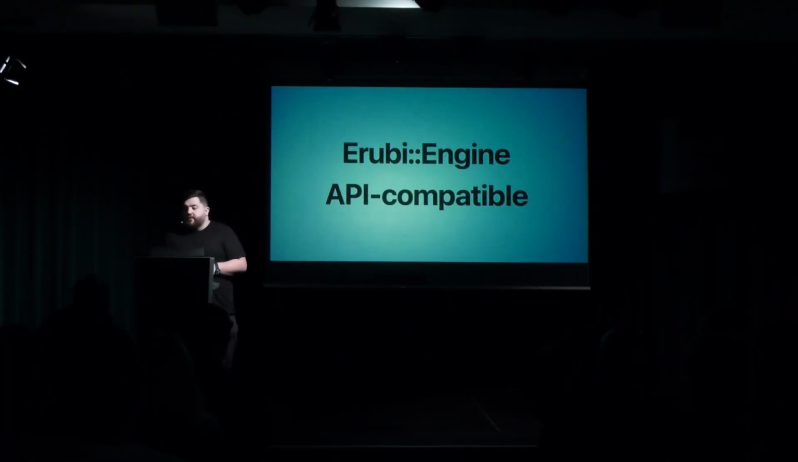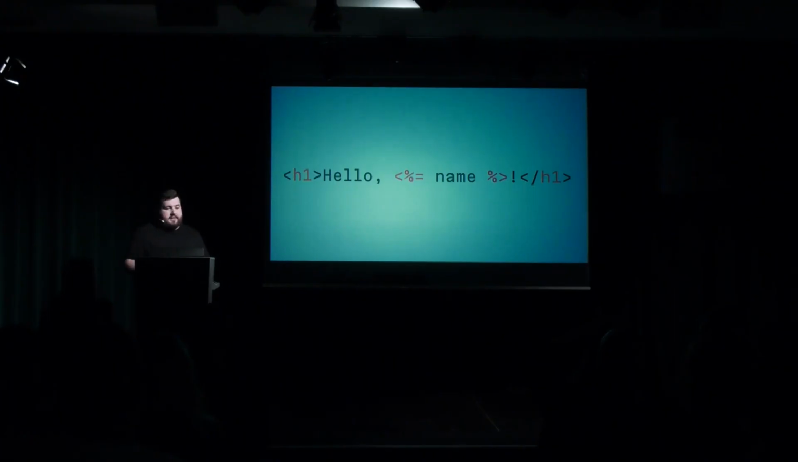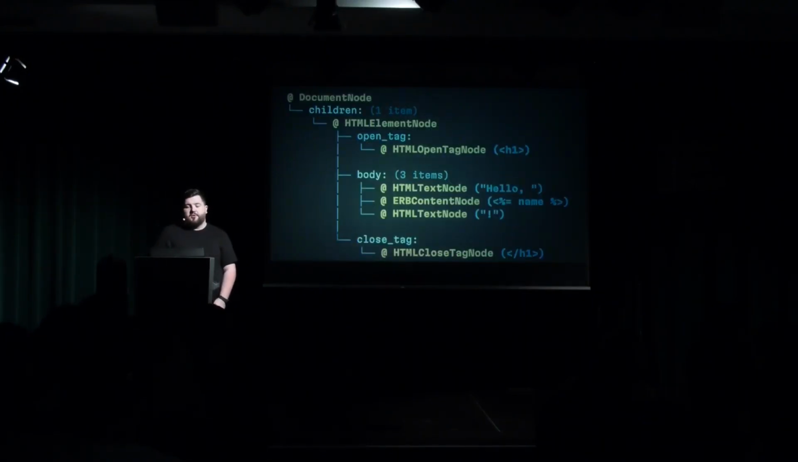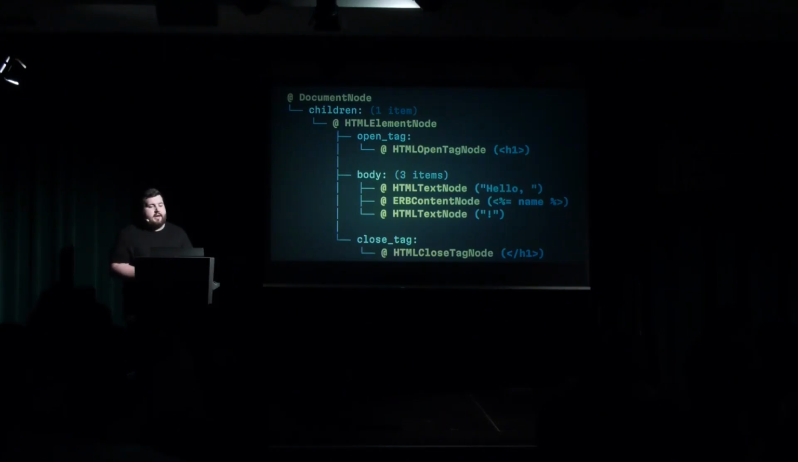And let's take a look now at how we can do this with a valid template and how Herb engine handles this. So we can use the Herb parser to parse our templates. This will give us a syntax tree that looks like this. I will zoom in on that to show that we have parsed an HTML element node. It has an open tag, it has a body, it has a close tag.